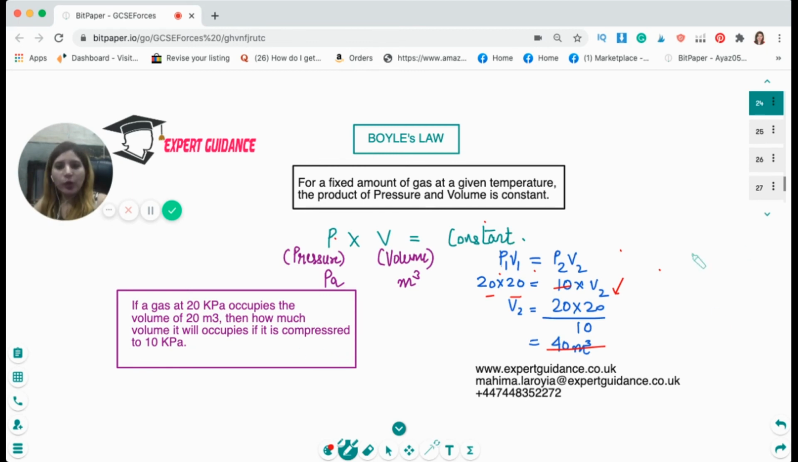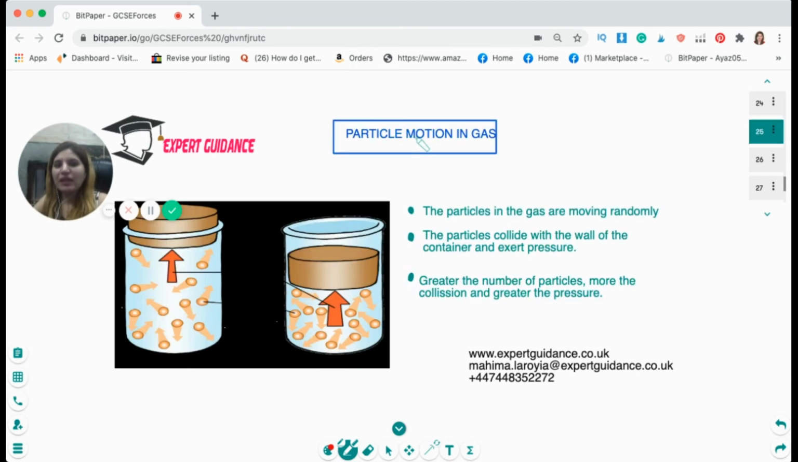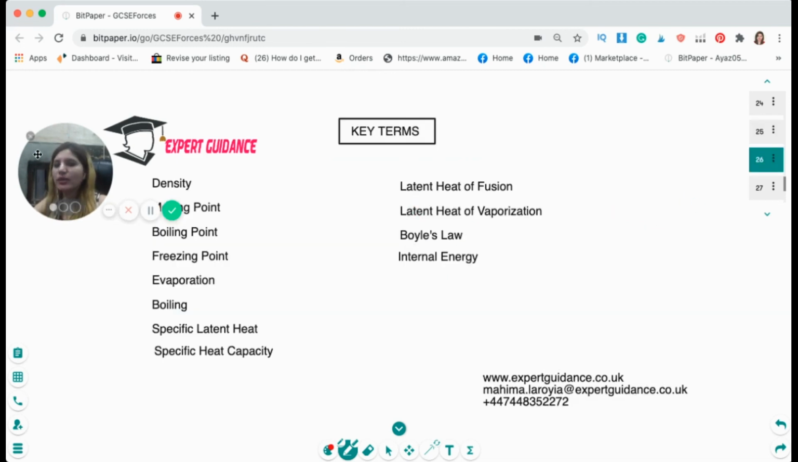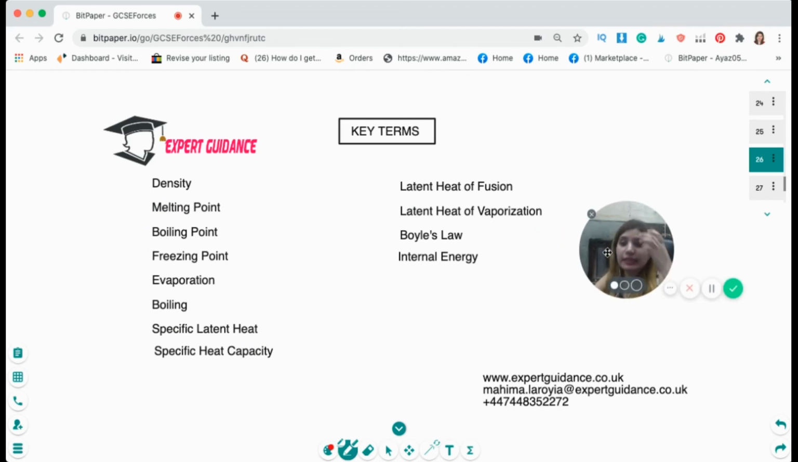Okay, so I hope this Boyle's law is clear to you. Now the particles in gas, you have to remember that they are moving randomly. The particles collide with the wall of the container and exert pressure. Greater the number of particles, more the collision, and greater the pressure. So I hope this particle motions in gas and the Boyle's law and this unit is clear to you.